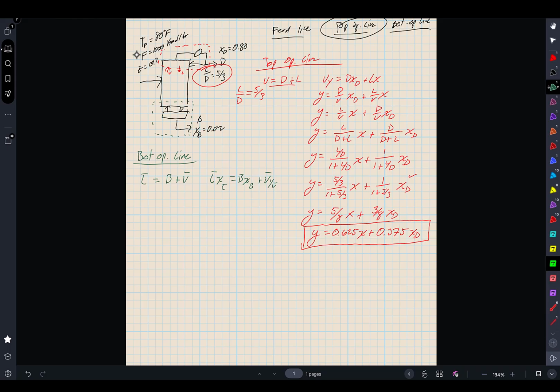From there, we can substitute in, plug back in, and we can get a bottom operating line equation in terms of our y bar. So we can say y V bar is equal to L bar over V bar times our x L bar minus B over V bar xB. So if we're given our boil-up ratio, we can solve this.